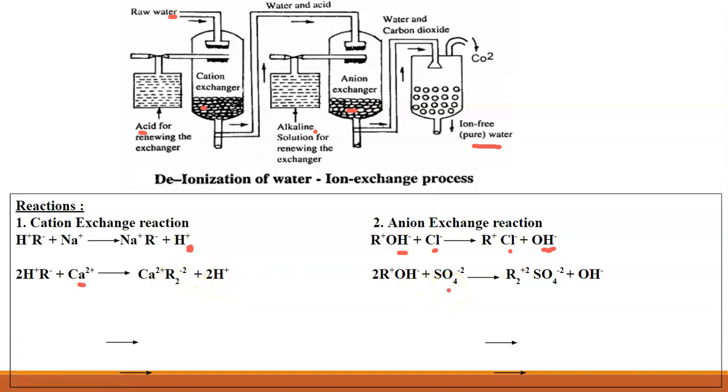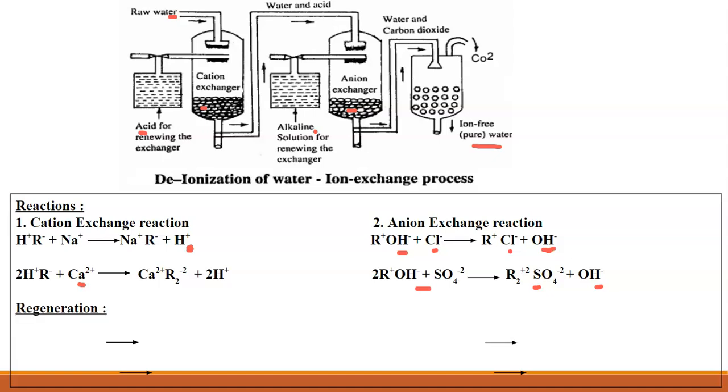If there is a sulfate ion, then the reaction will go as shown here, that the sulfate ion will take its place in the resin, and hydroxyl ion will be given out. So this is the exchange reaction.